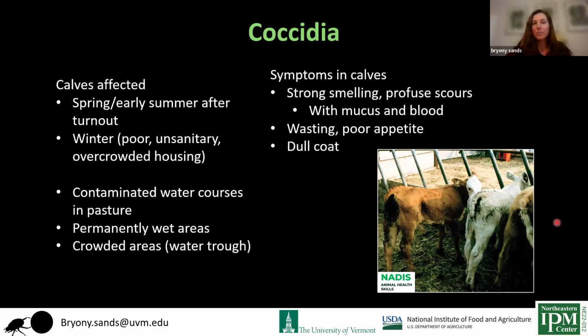One of the main risk factors out on pastures is contaminated water bodies. So standing pools, little ponds, permanently wet areas, they should really be fenced off, because animals pooping into that can really be a breeding ground for this. And then crowded areas, obviously, around water troughs, etc. Symptoms in calves are very strong smelling and profuse scours, generally with mucus and blood in, and then wasting, a poor appetite and a dull coat.